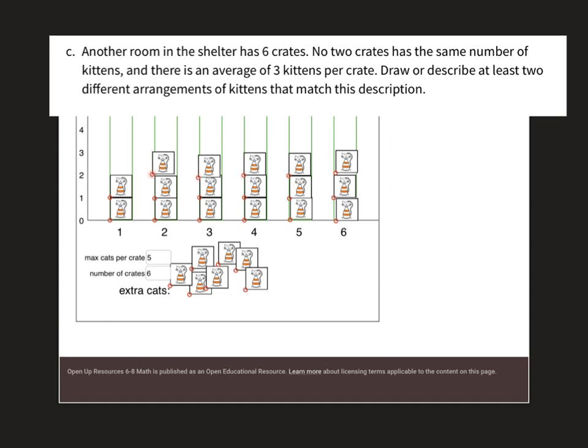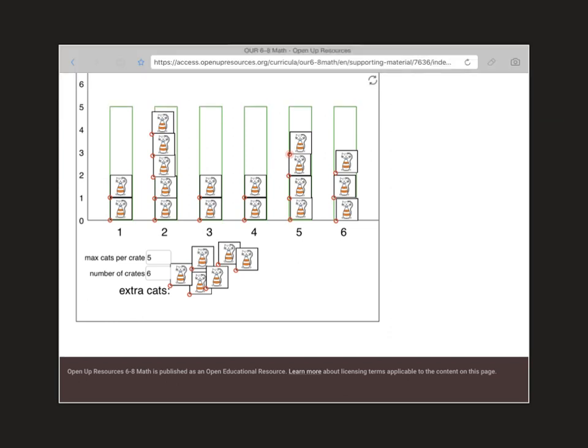Now if I start like this, I have one part of what I'm looking for, an average of 3 kittens per crate, but I don't have that no 2 crates has the same number of kittens. So what I have to do now is rearrange the kittens so that no 2 crates have the same amount. I think what I'll do is I will get rid of this text so we can see the kittens. And let me move around these kittens.